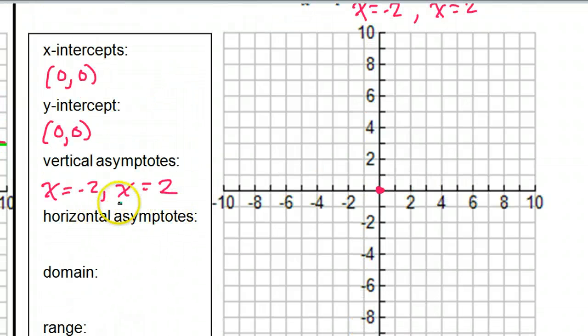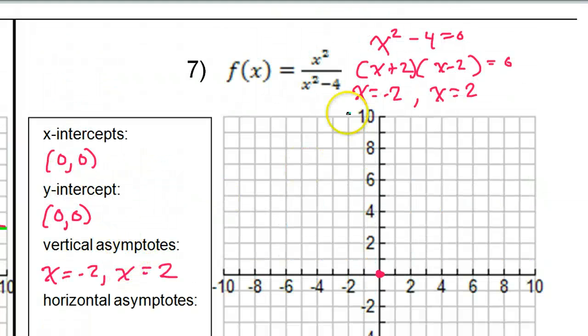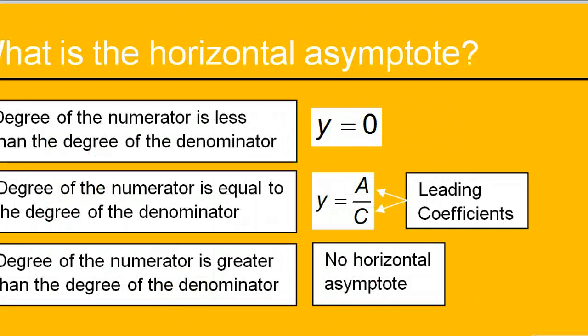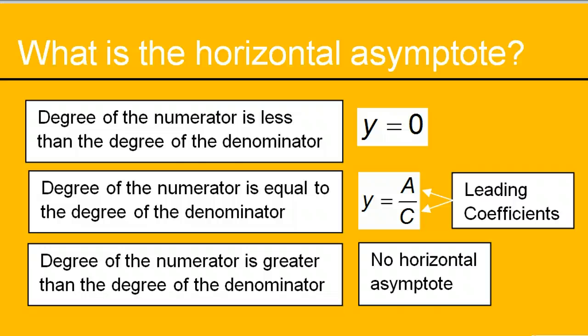How about the horizontal asymptote? Remember, for the horizontal asymptote we have to consider which one of these three cases we're in. It's all about the degree of the numerator and denominator. If the degree of the numerator is less than the degree of the denominator, it's y equals 0, the horizontal asymptote. If the degrees are the same, then we do y equals a over c, where a and c are the leading coefficients. And if the degree of the numerator is greater, then there is no horizontal asymptote, though there might be something called a slant asymptote, which we'll talk about another time.